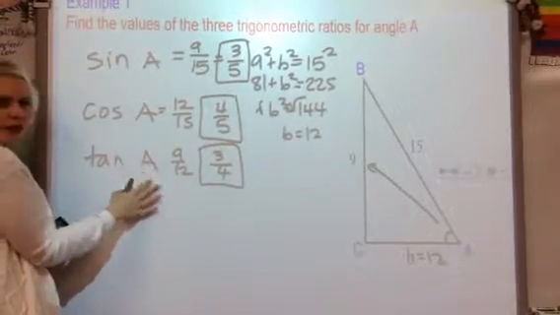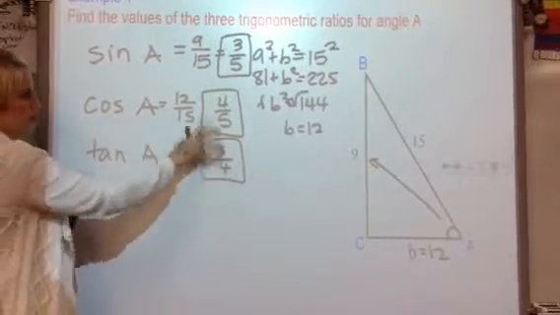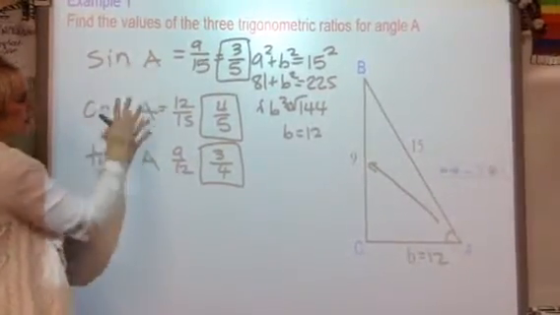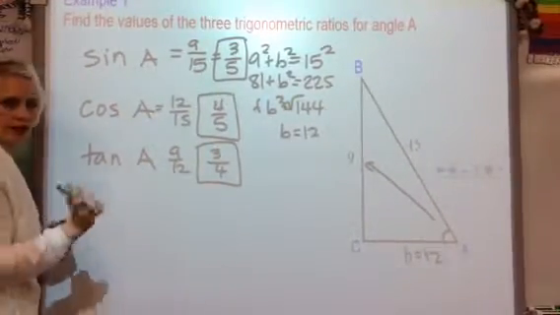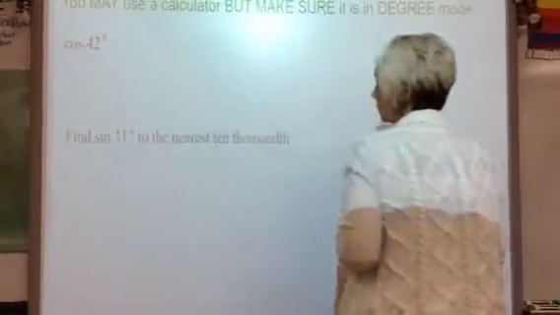So that's how you would find your ratios. A ratio is just a fraction of your sine, cosine, and tangent of one angle. So you try the example in your notes.